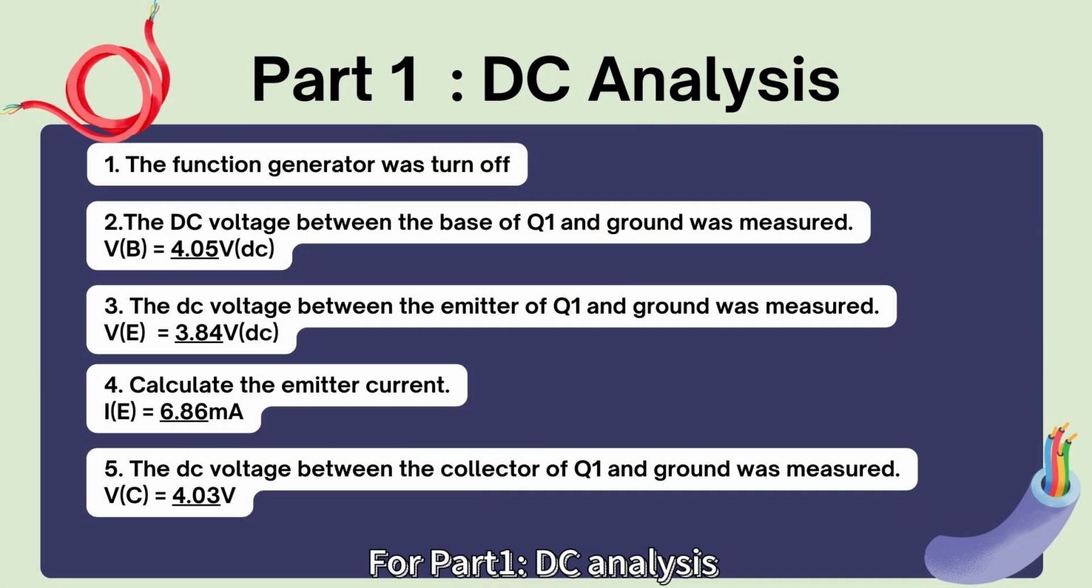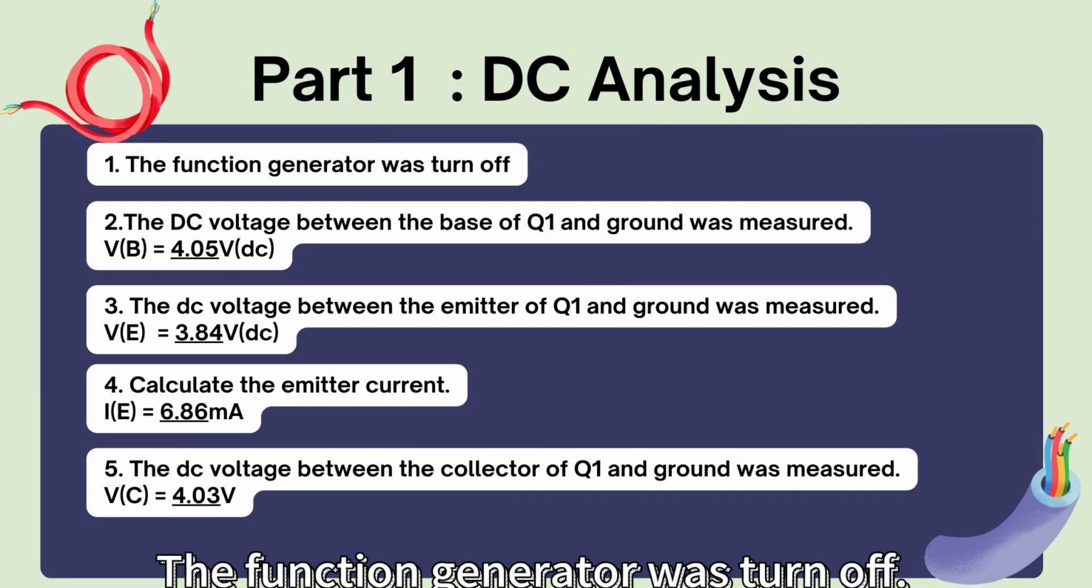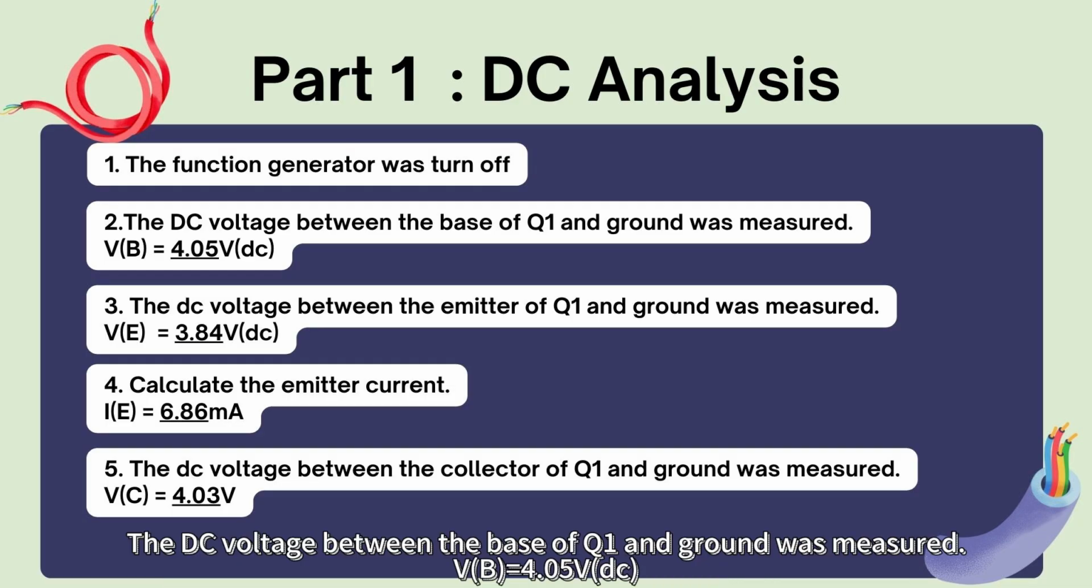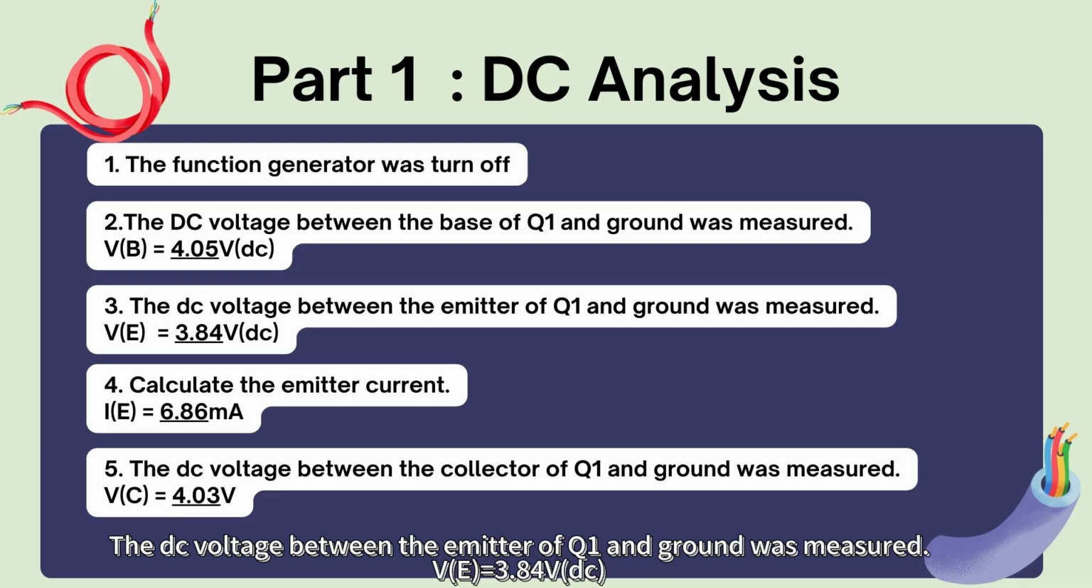For part 1, this is the analysis. First, the function generator was turned off. Second, the DC voltage between the base of Q1 and ground was measured. VB equals 4.05 V. Third, the DC voltage between the emitter of Q1 and ground was measured. VE equals 3.84 V.